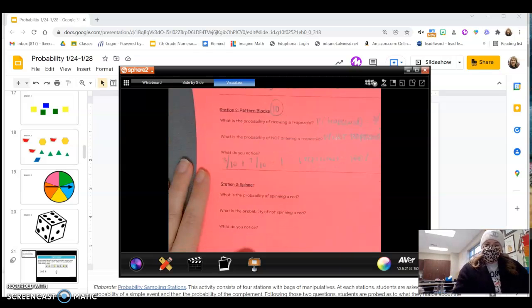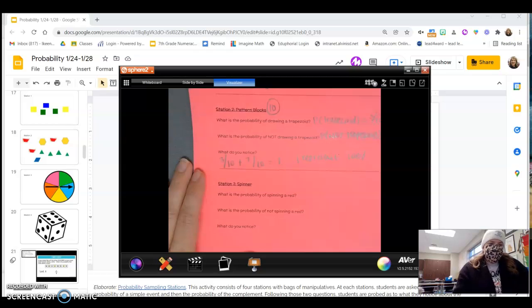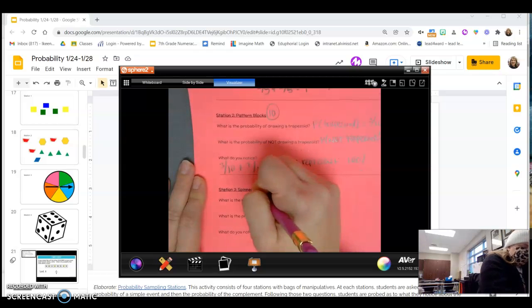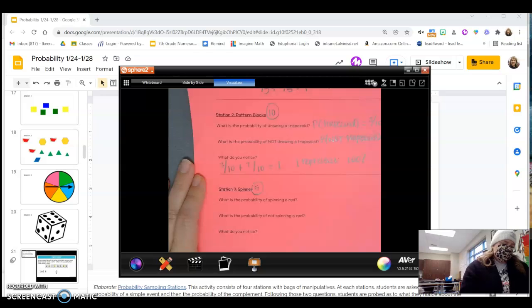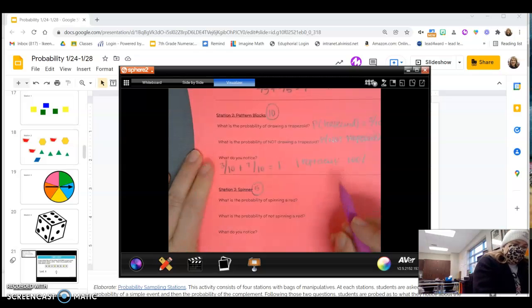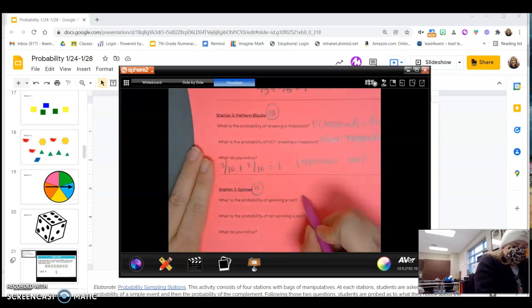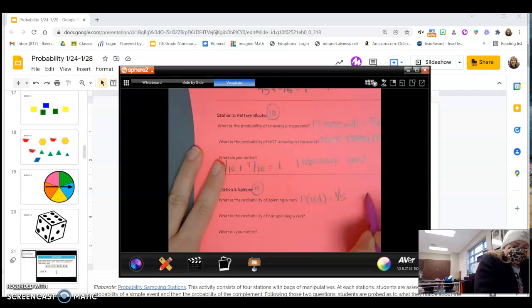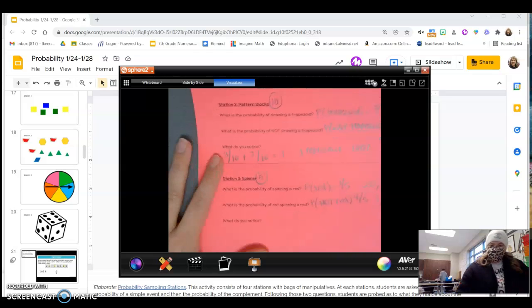All right, for the spinner, we have 5 sections to the spinner. Okay, what is the probability of spinning a red? That red looks kind of pinkish to me, but whatever. The probability of spinning a red is 1 out of 5, or 20%, and the probability of not spinning a red, so all the other colors besides red, would be 4 out of 5, or 80%.